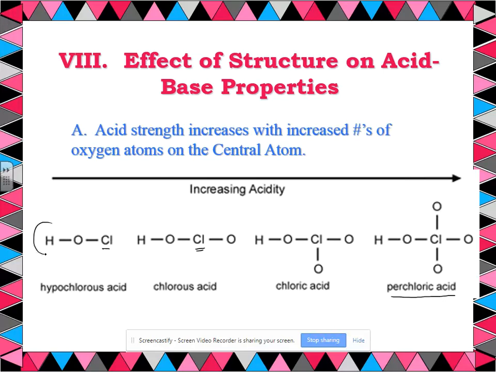Here is the hydrogen ion that the acid would donate. This is the acidic hydrogen, as we call it, that would actually be donated in the acid-base reaction. So when you're considering the effect of the structure of your molecule on the strength of your acid, the increased number of oxygens on your central atom indicates an increased strength in your acid.